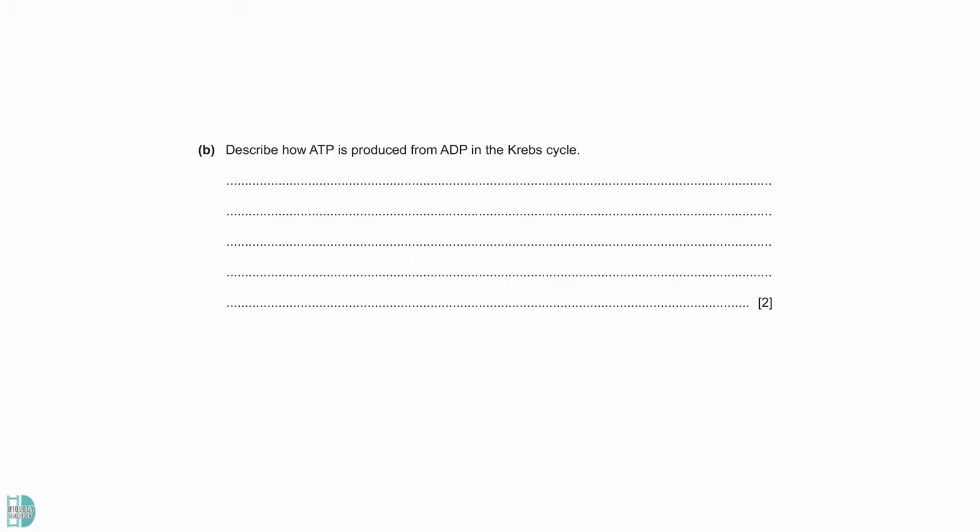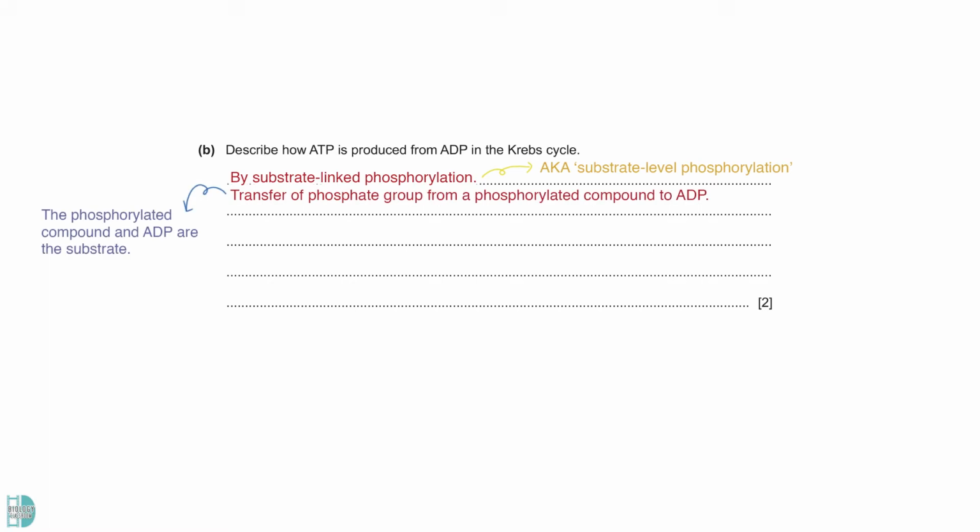B. Describe how ATP is produced from ADP in the Krebs cycle. In the Krebs cycle, ATP is produced directly by substrate-linked phosphorylation. It is also called substrate-level phosphorylation. It is the production of ATP from ADP by directly transferring a phosphate group from a phosphorylated compound.